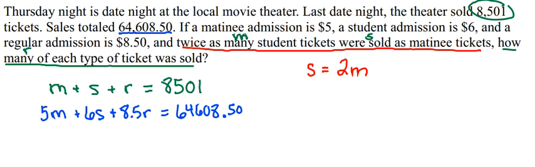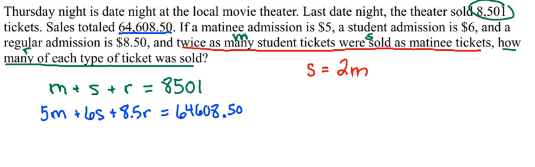This one's really easy to get mixed up. So what I would do is write an equation and then read it again. Twice as many student tickets were sold as matinee tickets. If you take the number of matinee tickets and multiply it by 2, you get a bigger number. So should the student number be bigger than the matinee number? Twice as many student tickets, yes. So that's how you can check your equations.